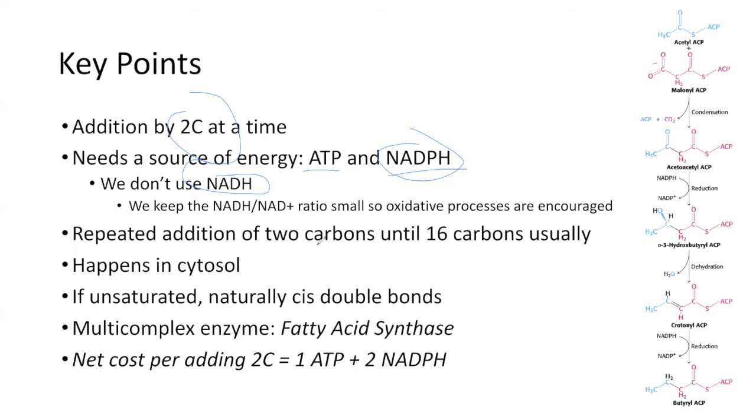The reason is that we want the NADH to NAD ratio small so that we encourage the oxidative process, whereas we want the NADPH to NADP positive ratio high so that we encourage the reductive process. That's why we use 2 different carriers. It's not just 2 carriers for 2 pathways; it's more that we don't want them intersecting with each other.